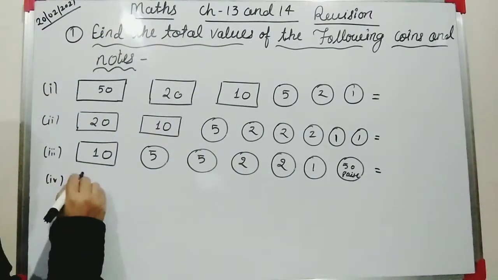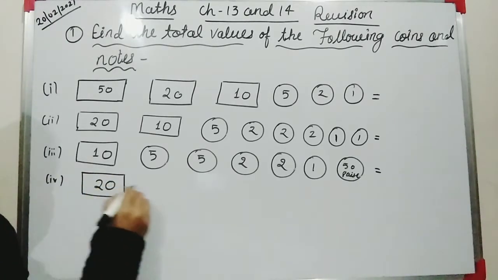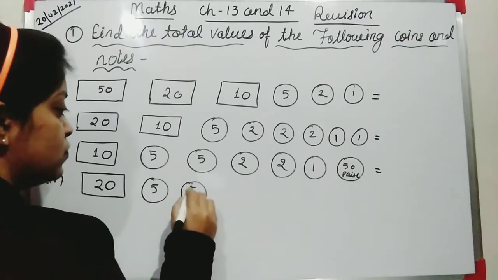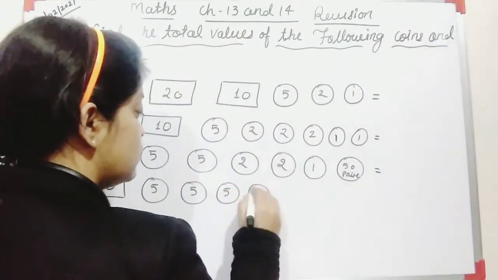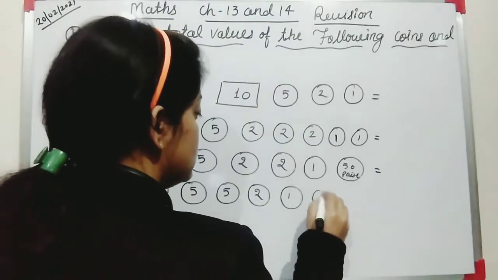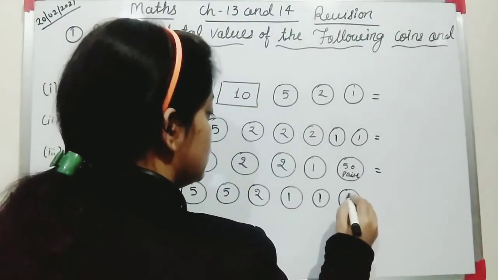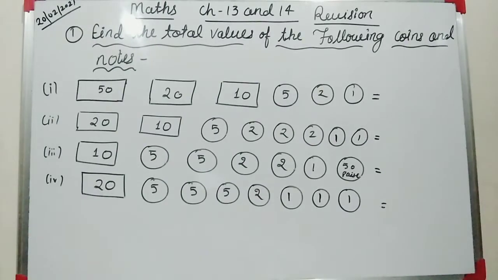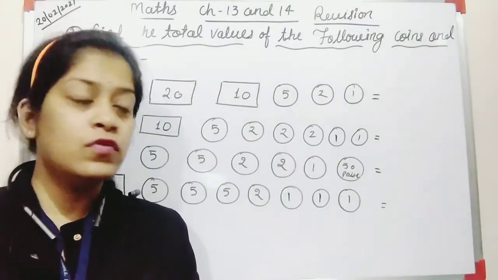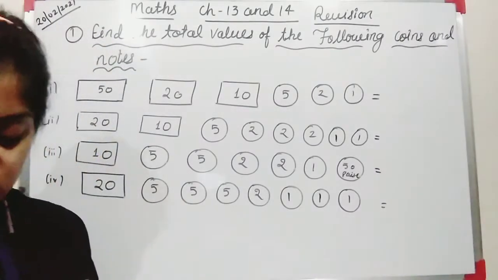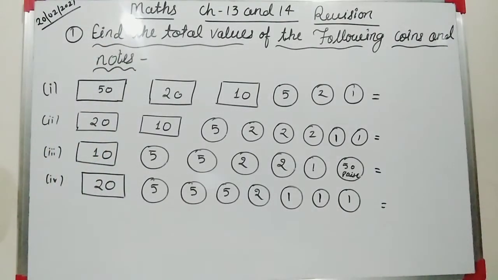Now, question number 4: 20, 5, 5, 5, 2, 1, 1 and 1. Okay, dear students, I hope you have understood this and you can solve it very easily. Now moving forward to our next question. I am going to erase it. So be ready for the next question. I hope you have done it in your copy and you are solving it.